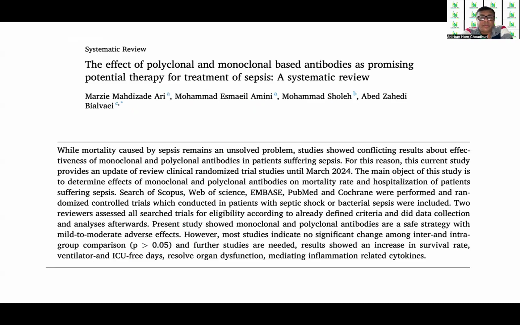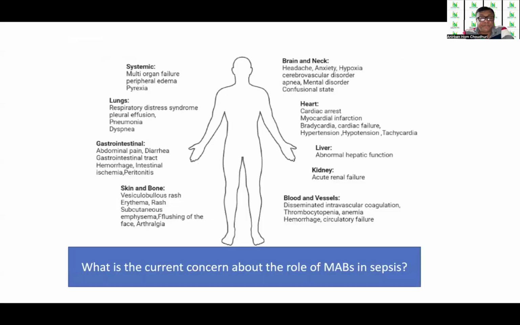Besides this, polyclonal and monoclonal based antibodies are also being tried as potential therapy for treatment of sepsis. They also follow the same rule that they should be used early, before immunoparalysis or immunosenescence has set in. Most of the studies indicate no significant change in inter- and intragroup comparison. But they also say that further studies are needed. Among the studies that are available, there has been an increase in survival rate, ventilator and ICU-free days occasionally, but not in a very systematic manner.